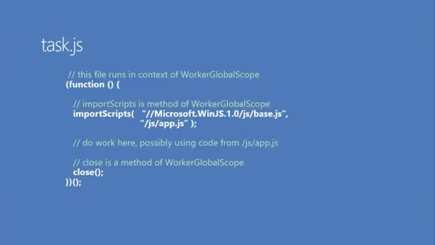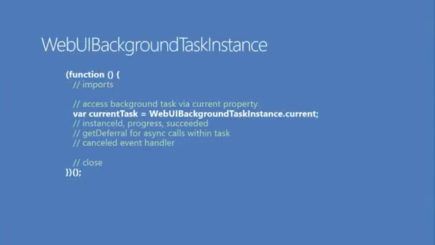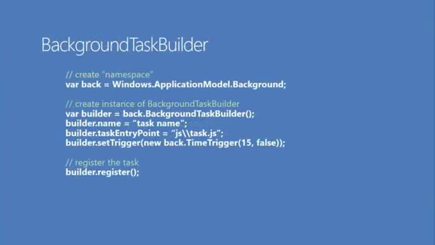It's very key, though, when you're done with the task, that you close it. So always remember, there's a close method that needs to be called. Then an example of what you could do here is after your imports and before you close, you could access the actual current instance of the task and grab information such as the instance ID, or you can use what's called the get deferral method. If your task is going to do an asynchronous call, then you can use get deferral in order to make that asynchronous call, and even how to handle the cancel event.